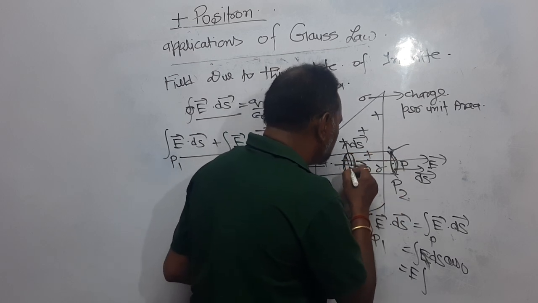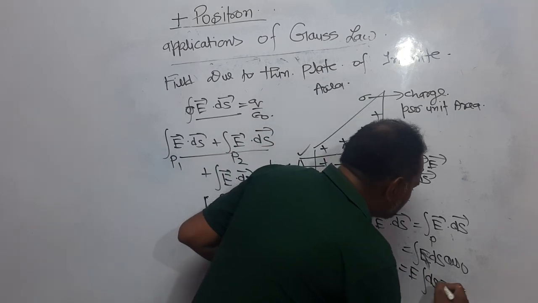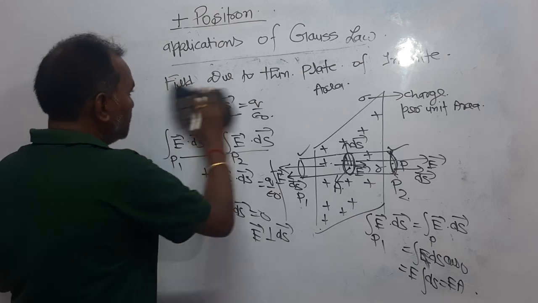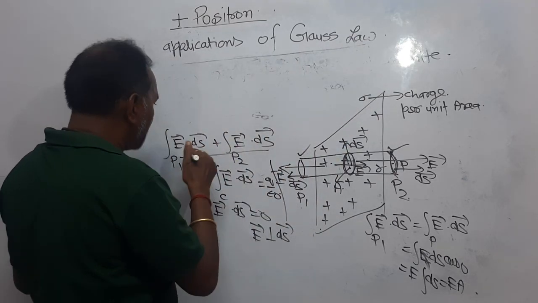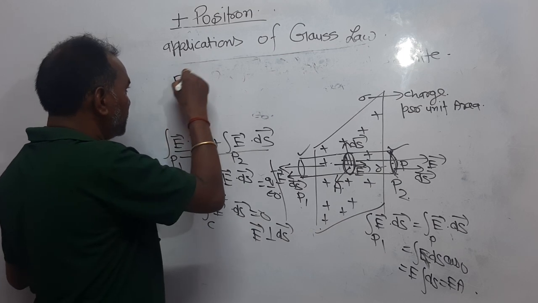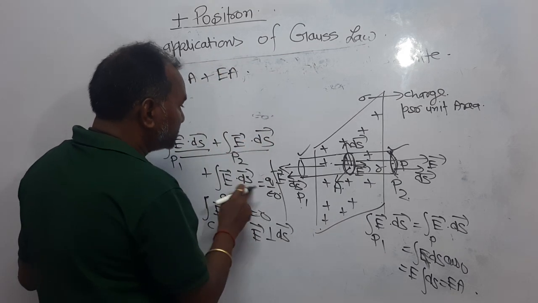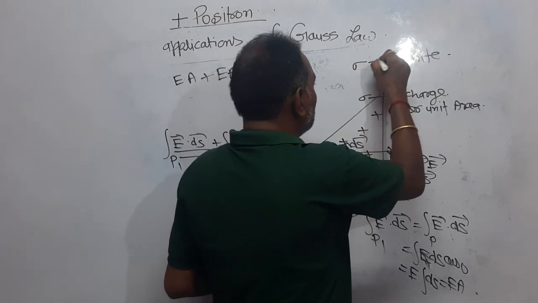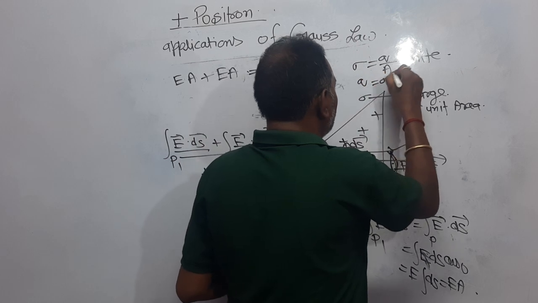Let this area be A, so E ds is equal to E into A. Dear students, I am just removing this. Now at plane P1 it is E into A plus E into A at plane P2, and this becomes 0, and that is Q. Sigma is equal to Q upon A, charge per unit area, so Q is equal to sigma into A.